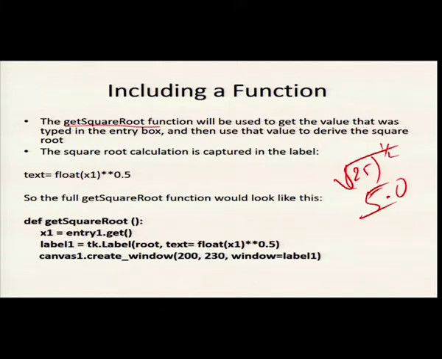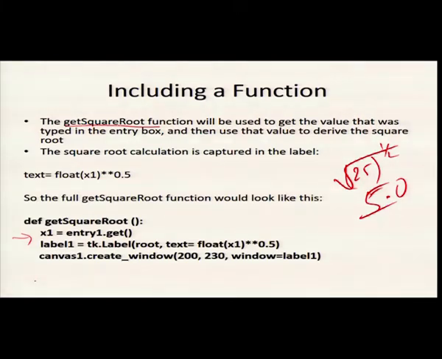So, let us see the get_square_root function. Define get_square_root, open braces, close braces, colon. When I press enter, what will happen? By default, it will get indented. x1 equal to entry 1 dot get, label 1 equal to tk dot Label root comma text equal to float of x1 star star 0.5.